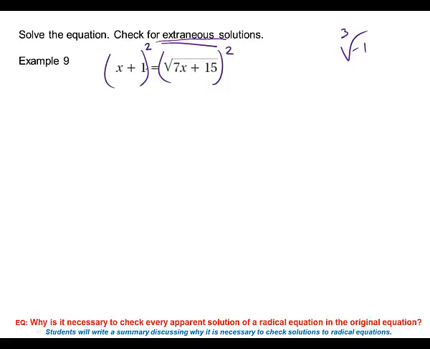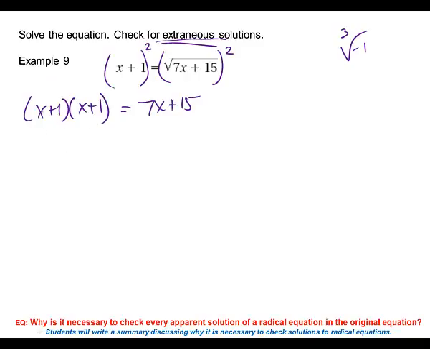You can't just square the x and square the 1. You have to FOIL it. So this is where this just got ugly. Okay, so let's FOIL this side right here.